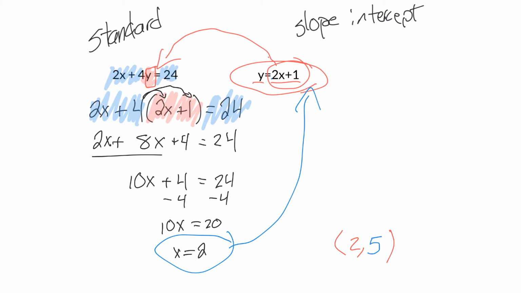2 comma 5. I know it works for this right equation. I could plug it into the other one. 2 times 2 plus 4 times 5 equals 24. It works for that one. Since it works for both, that's the answer. 2, 5 is the point where they cross on a graph. One of them does something like this. The other does something like that. And there we go.